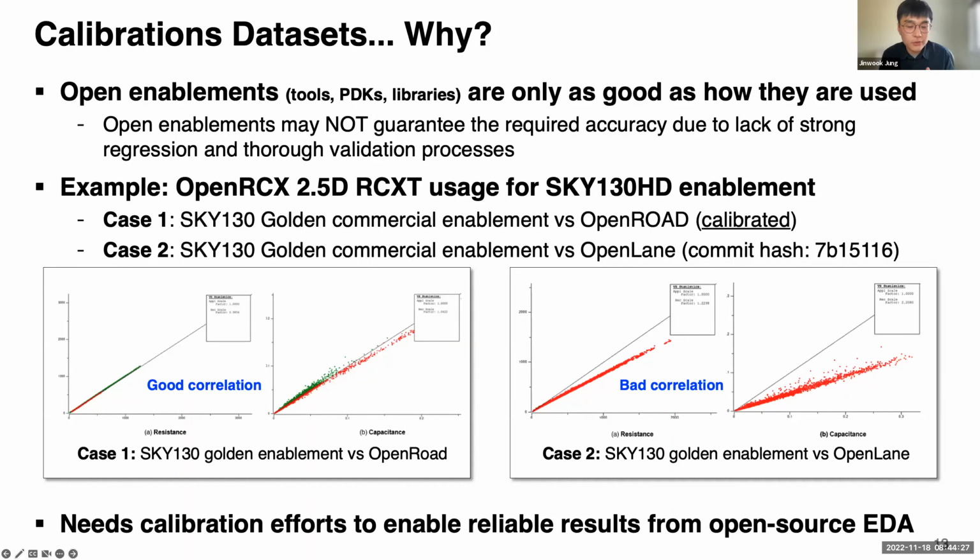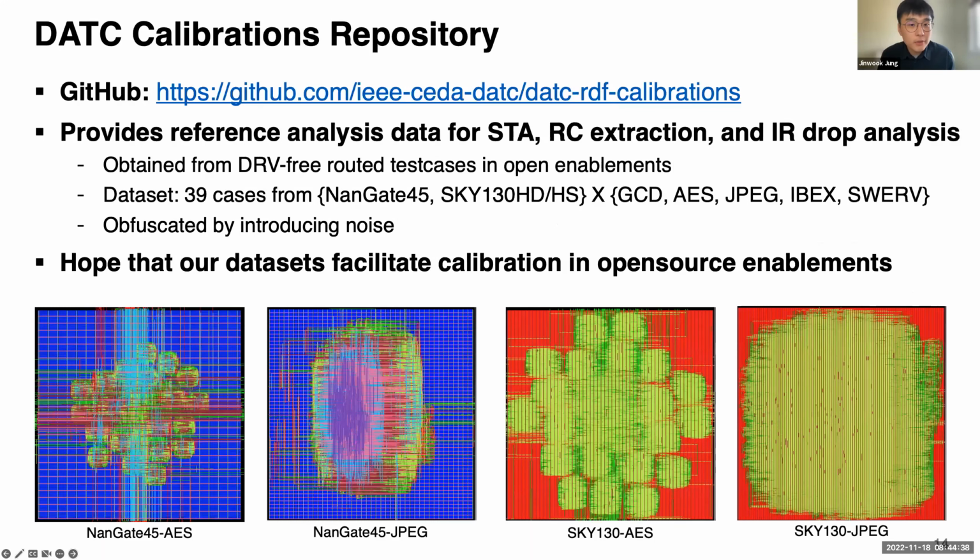In other words, we need to calibrate the open source enablements and tools to obtain reliable results from them. With that motivation, we in DATC have been working to establish a calibration repository, which is shown here. The repository provides reference analysis data for STA, the static timing analysis, RC extraction, and IR drop analysis. The calibration data sets were generated from design rule violation-free routed test cases from the open enablements. We currently provide 39 cases in our data set. Based on this effort, we hope that our data sets facilitate calibration in the open source enablement and open source EDA domain.